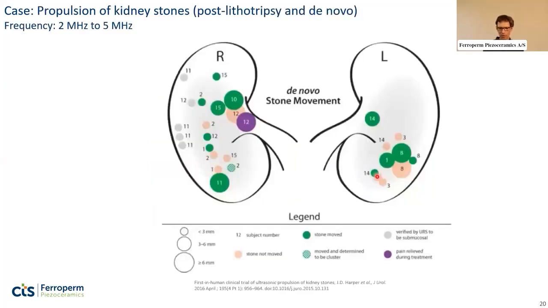Yet another example of focused ultrasound, therapeutic ultrasound, is the movement of kidney stones. I'll not go too much into details, but you see different sizes of kidney stones that have been actually moved around just using ultrasound, focused ultrasound.